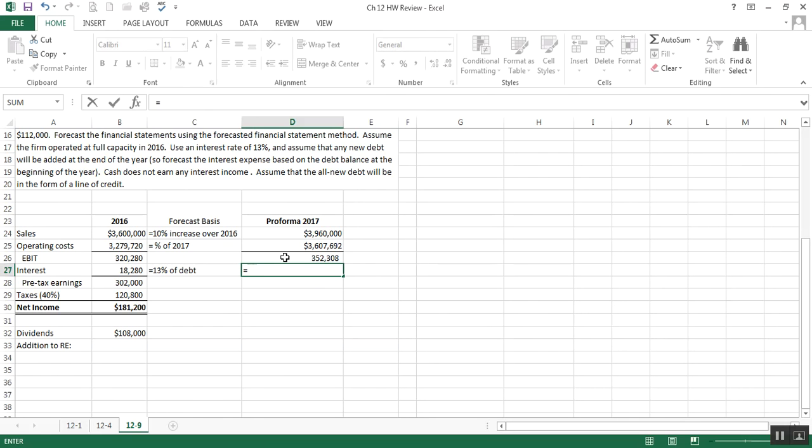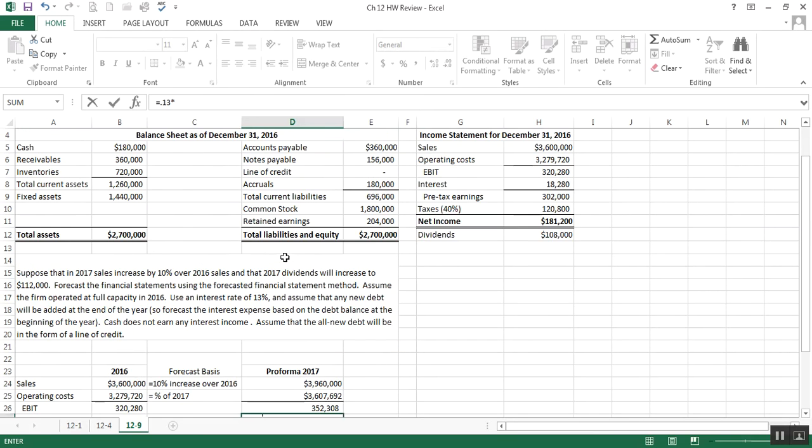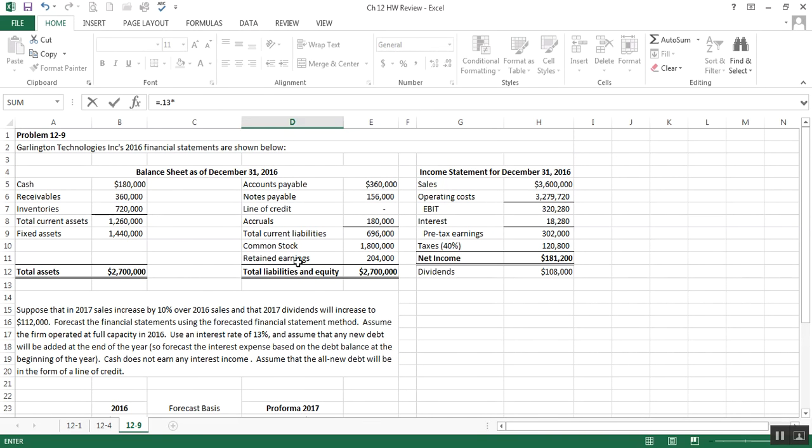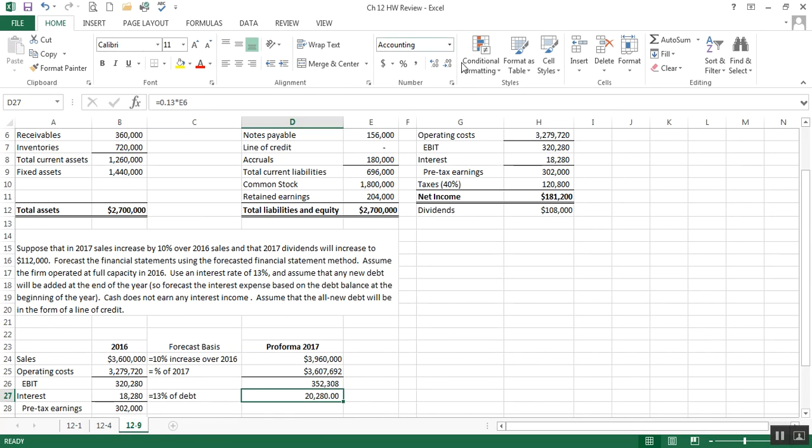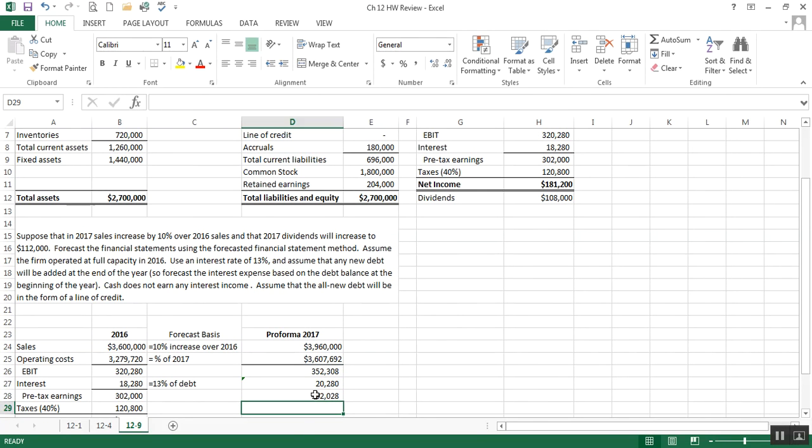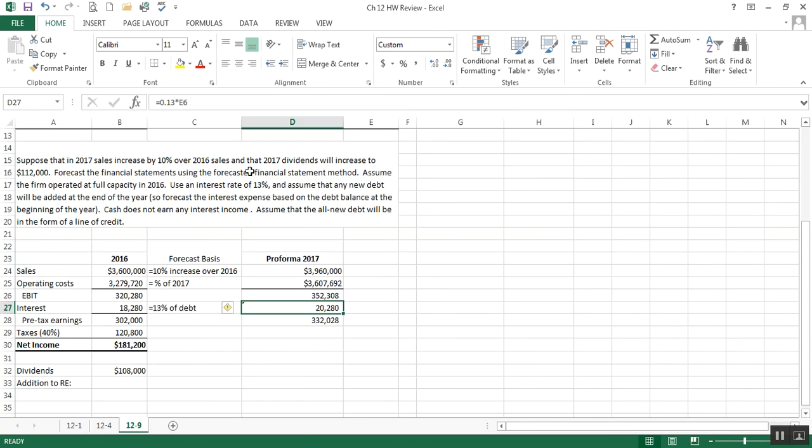And now let's calculate our debt. So it's equal to 0.13, so our interest rate times our debt at the beginning of the year. Our debt at the beginning of the year was a $156,000 note payable. So our interest is equal to $20,280. And our pre-tax earnings is $332,208. Our taxes are 40%. And that gives us net income of $199,217.